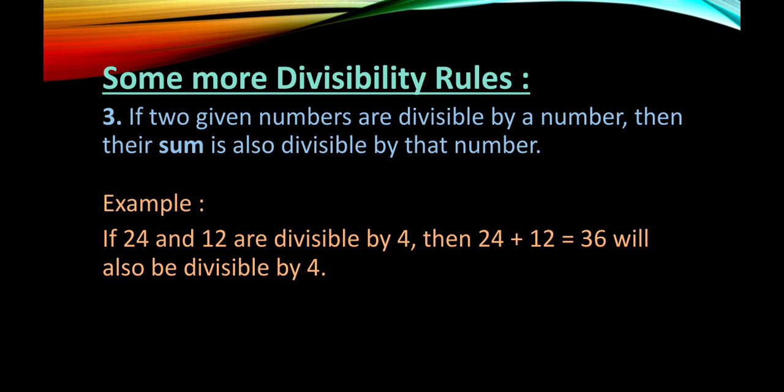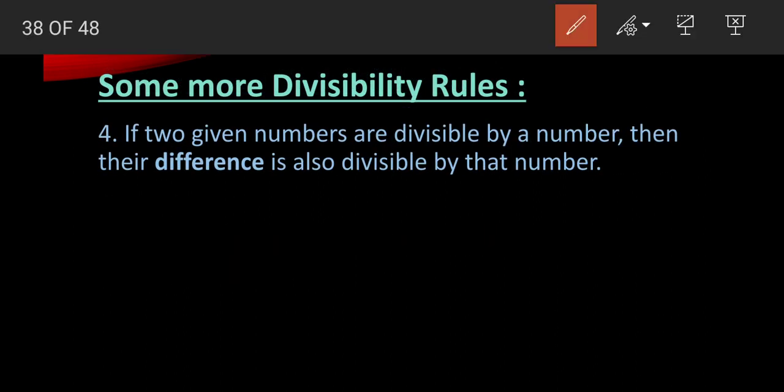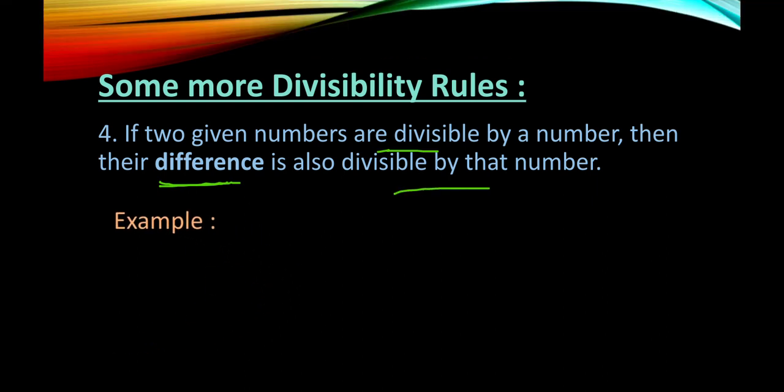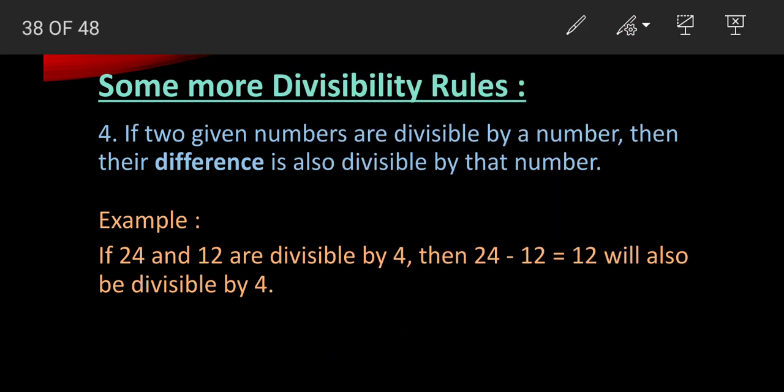Now come to the fourth one. Same as the third rule, if two given numbers are divisible by a number, then in place of the sum it is the difference: their difference is also divisible by that number. So let us select two numbers. Here I have taken the same two numbers, that is 24 and 12. 24 and 12 are divisible by 4.